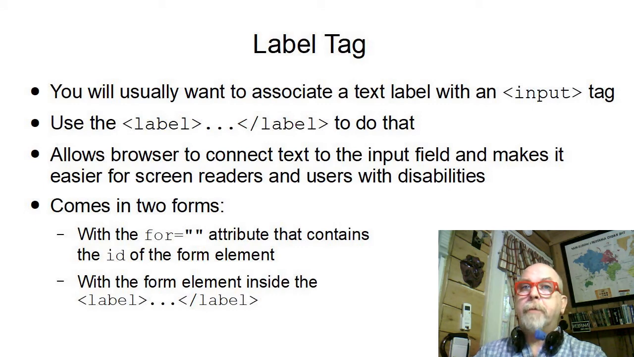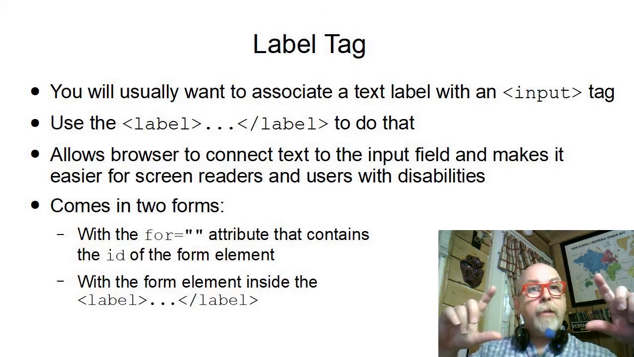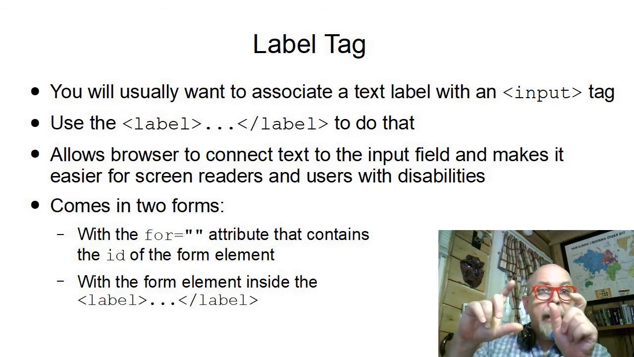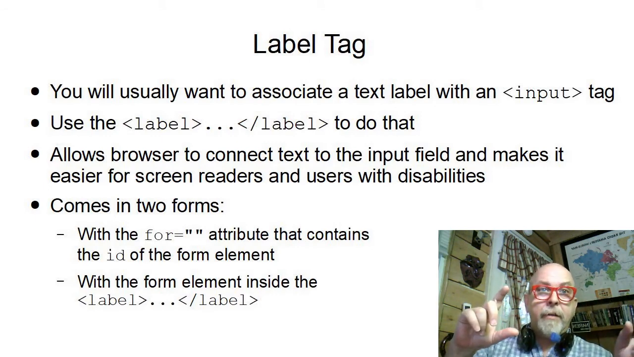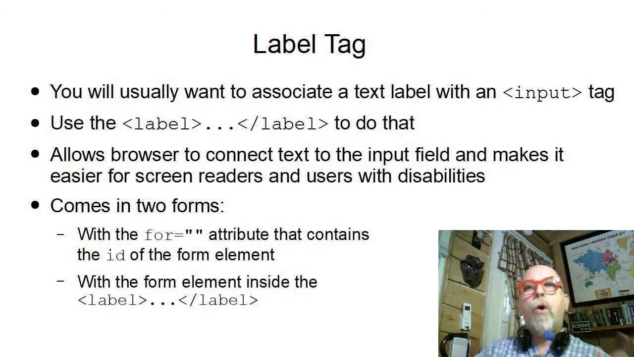That's what labels are for. They come in two forms. You can create a label with a for attribute, label for equals, and then you put in the ID of the input tag, or you could put the input tag inside the label definition. Let's look at both of those.